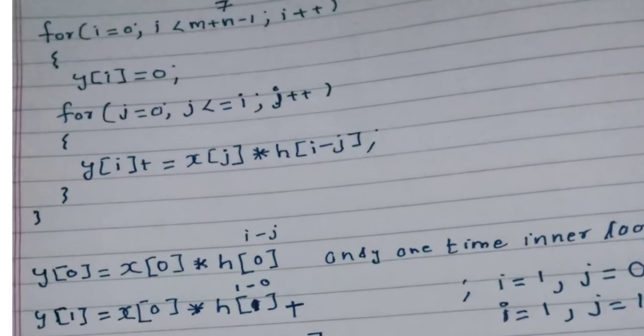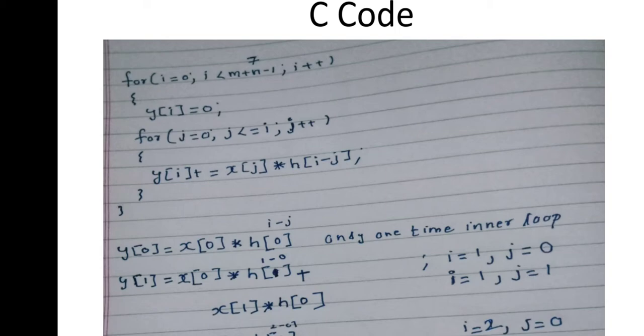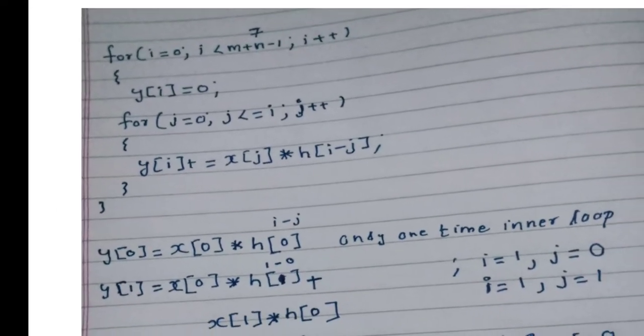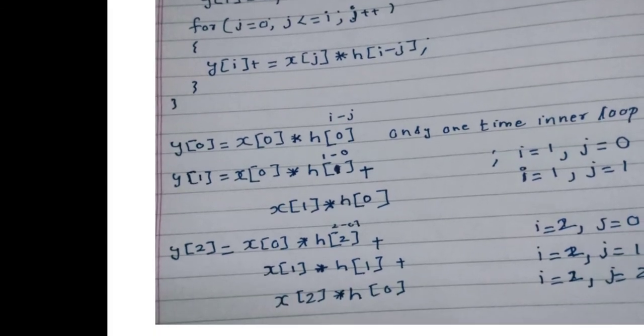Next time the j increments. If j increments, j becomes 1. And 1 is not less than or equal to 0, so this condition will not be satisfied. So for the first instance, this loop will only run one time. It gives me y of 0 as x of 0 multiplied by h of 0, which is 1 multiplied by 4, which is 4.